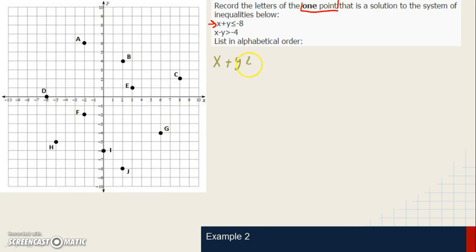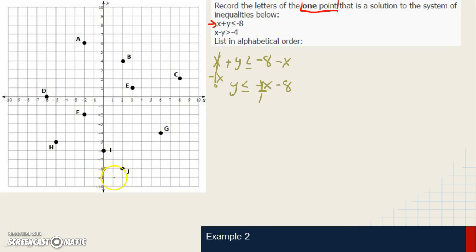So x plus y is less than or equal to negative 8. I subtract x, and now I have y is less than or equal to negative x minus 8. I can now graph it. I start at negative 8, which is down here. Then I have a slope of negative 1 over 1. So again, negative 1 over 1.